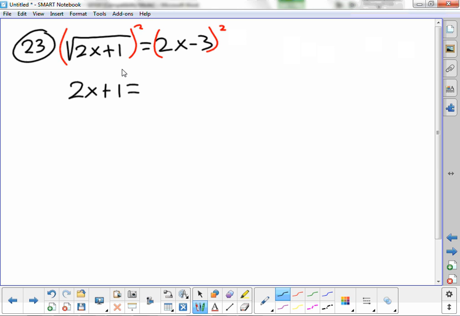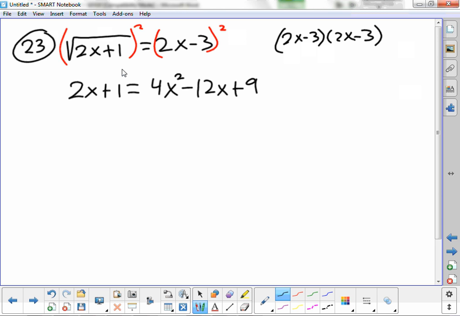2x minus 3 when you square it is not a 4x minus 9, it's a 2x minus a 3 times another 2x minus a 3. Or if you know the pattern, it's a squared minus 2ab plus b squared. So that's going to be a 4x squared minus, let's see here, 12x plus a 9.